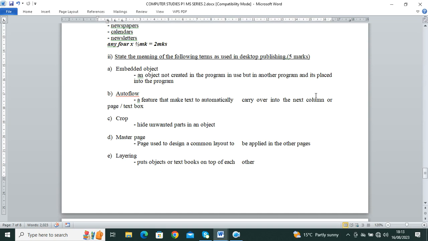Also, we are talking about desktop publishing. If I import an image that was not created in DTP, then it becomes an embedded object. Then we have out of row. It is a feature that makes text automatically carry over into the text column of the page or textbox.